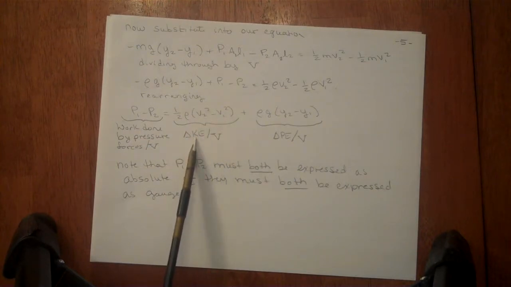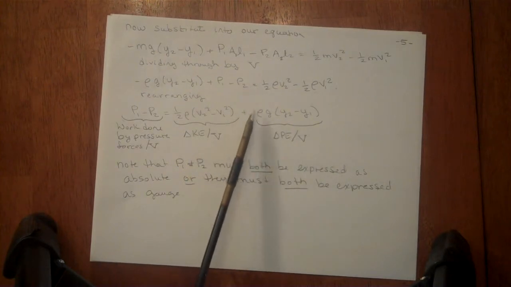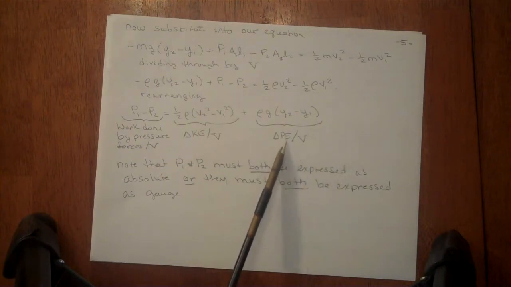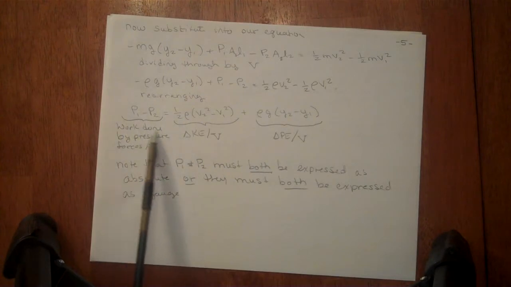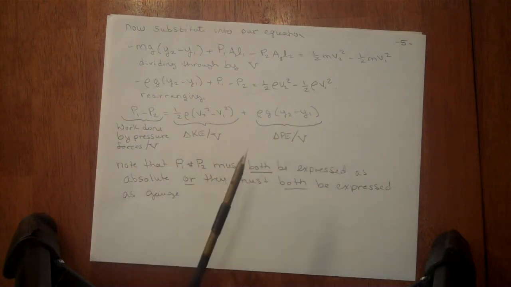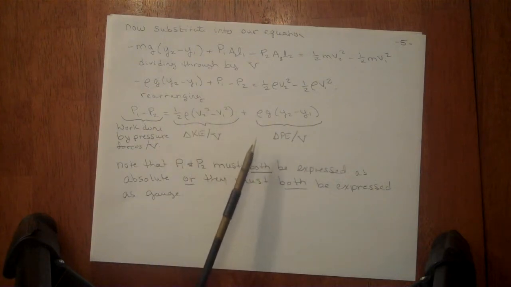This is the change in the kinetic energy per unit volume, plus rho g (y2 minus y1). This is the change in the potential energy per unit volume. So this is the work done by the non-conservative forces, which is equal to the change in the system's mechanical energy. So, very familiar expression, and this is Bernoulli's equation.